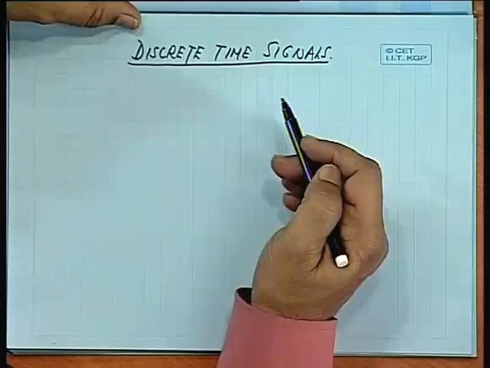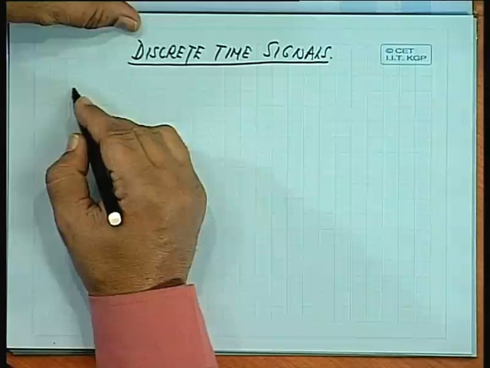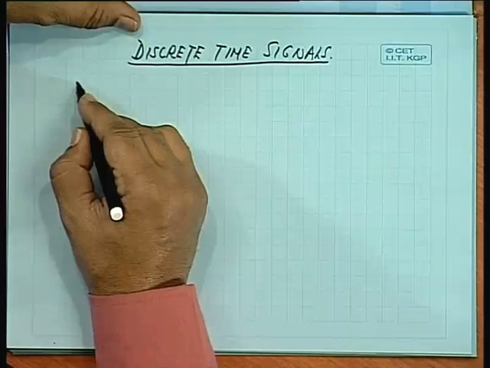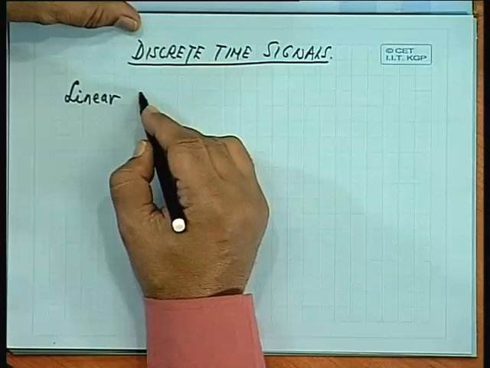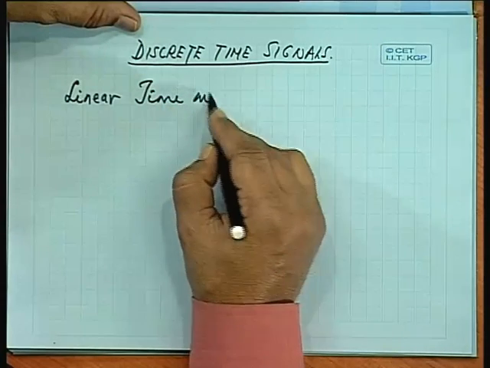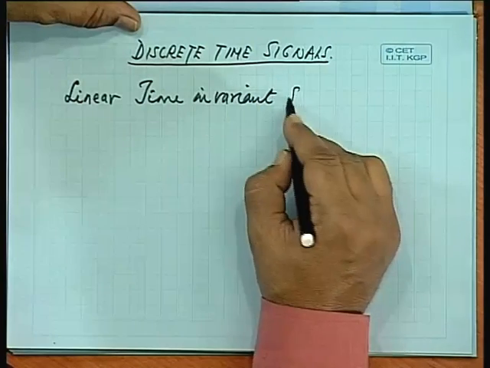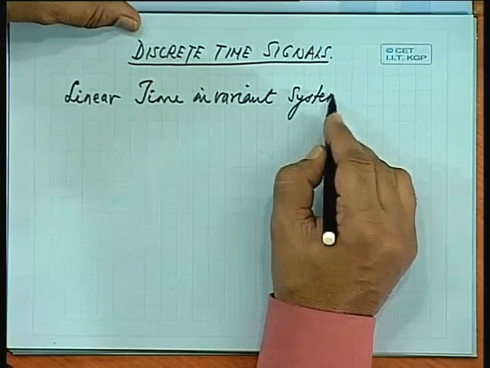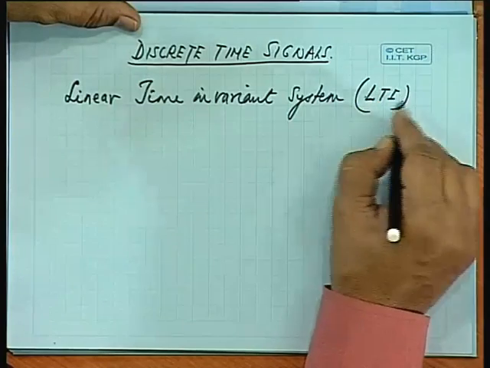Friends, we shall be continuing with discrete time signals and their properties. Today we shall be discussing linear systems and linear time invariant systems. In short, we call them LTI systems.